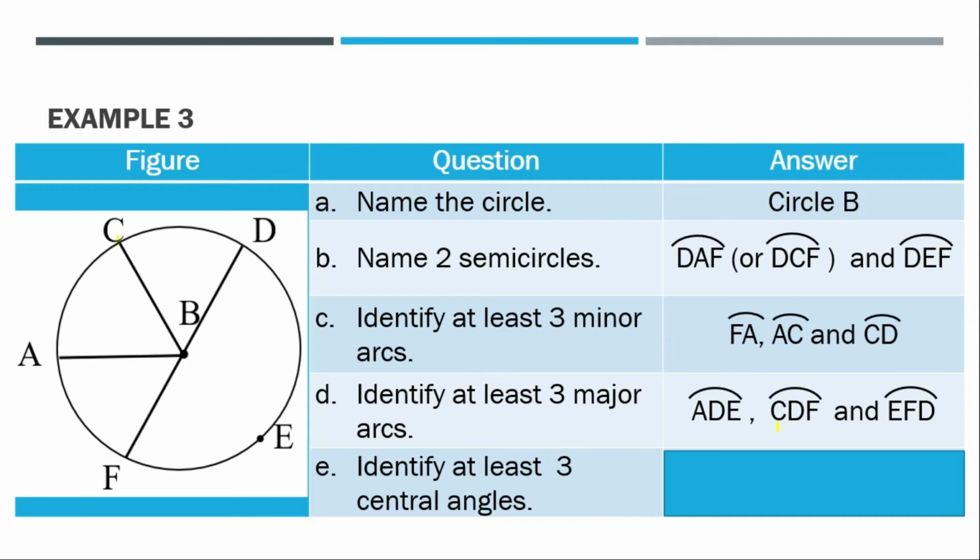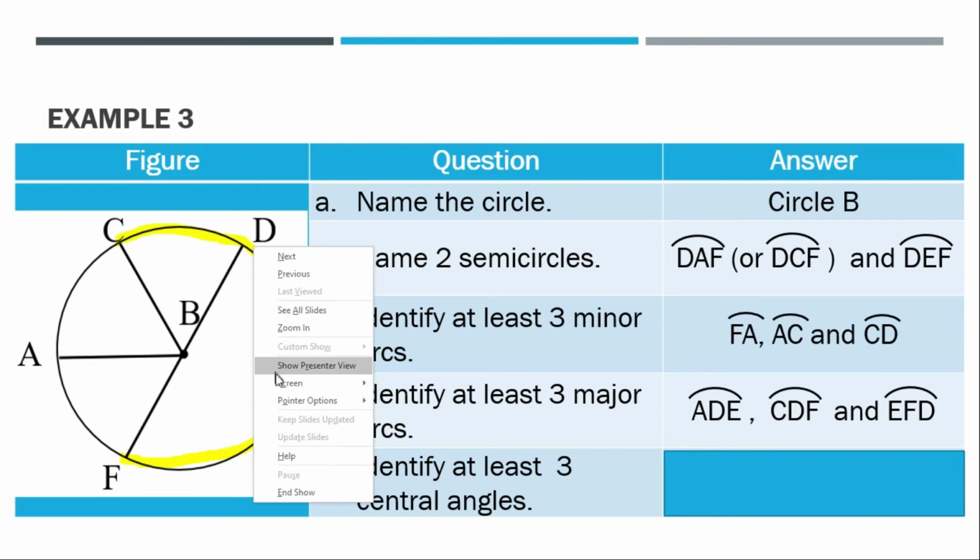Okay. Yung isa naman is arc CDF. C, D, hanggang sa F. Ayan. More than the semicircle din siya. At yung isa naman is arc EFD. Mag-uumpisa dito sa E, F, hanggang sa D. Okay? Ganon yung major arc.